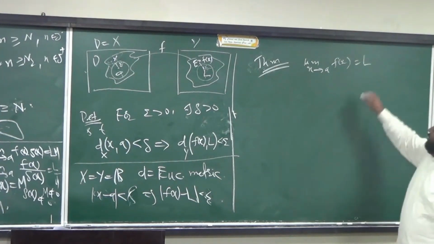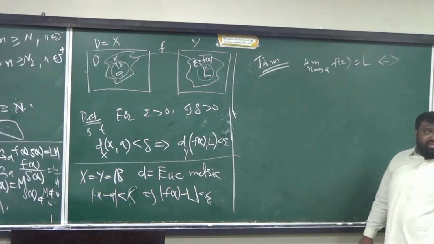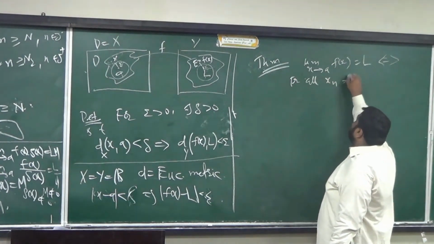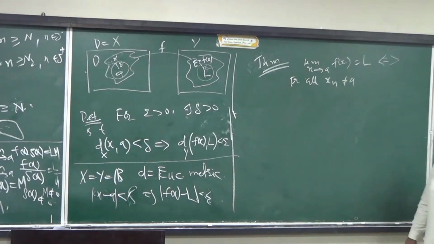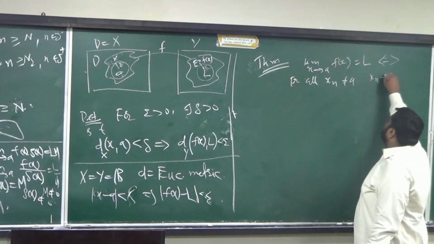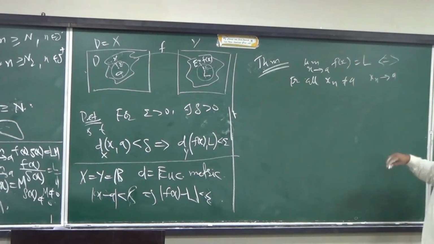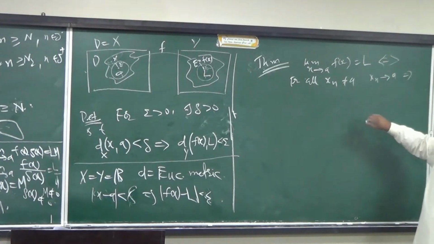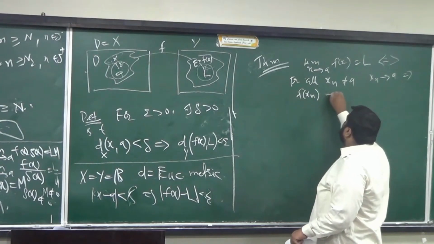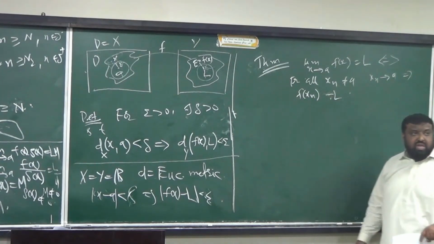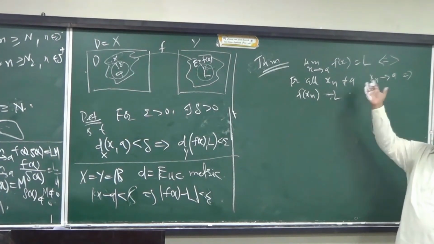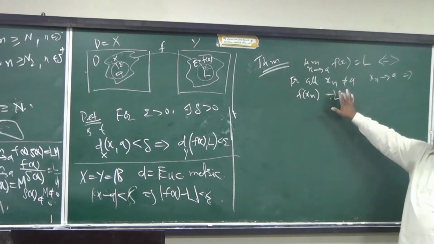We know this is true if and only if for all x_n not equal to a, such that x_n converges to a, this implies f of x_n converges to L. You know, this definition can exist in metric spaces, but not the left hand and right hand limit. Now this can exist.